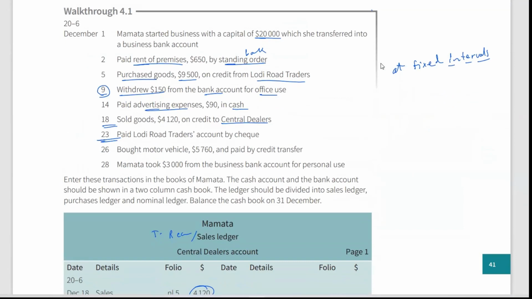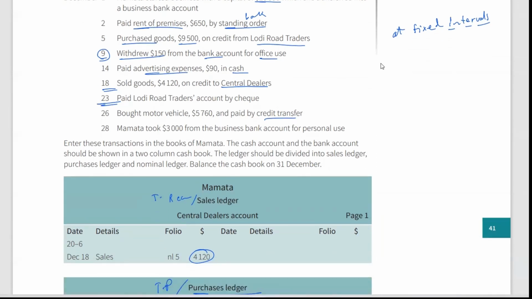Okay, done with this. Bought motor vehicles 5,760 and paid by credit transfer. That's basically, let's say Saleh, you bought a motor vehicle from me, right? And you ask, how should I pay you? I don't have cash. I'll give you a bank account and you will send me a credit transfer of 5,760. That is the best way to pay from the bank, a credit transfer. So again, we use the bank account because that's where the transaction is happening from.